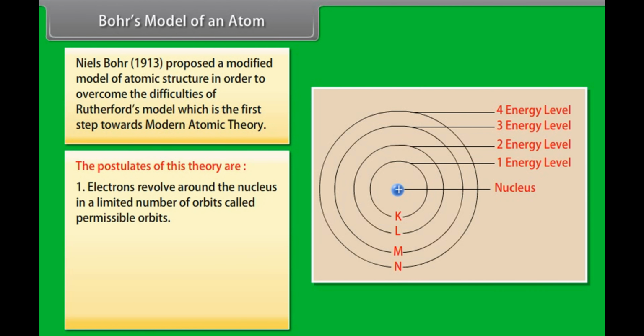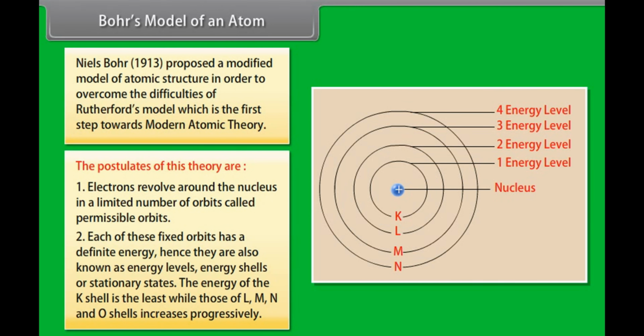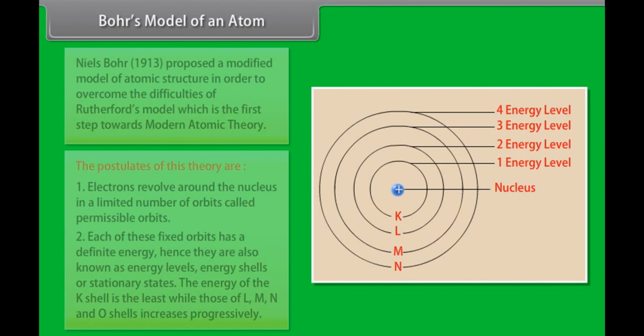Electrons revolve around the nucleus in a limited number of orbits called permissible orbits. 2. Each of these fixed orbits has a definite energy, hence they are also known as energy levels, energy shells, or stationary states. The energy of the K shell is the least, while those of L, M, N, and O shells increase progressively. 3.